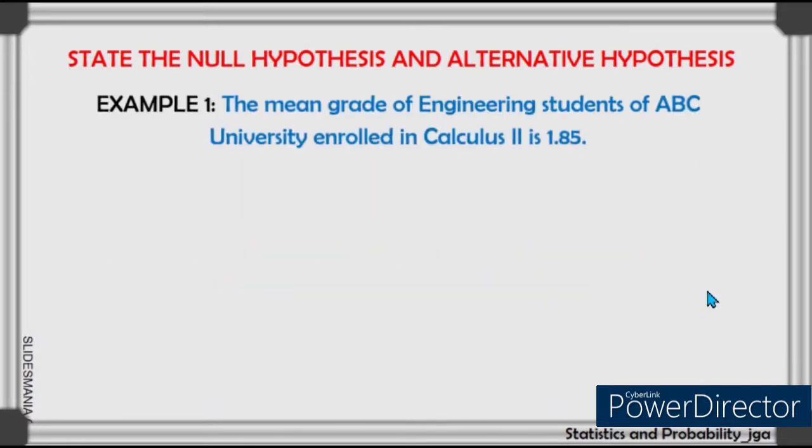Okay, first example. The mean grade of engineering students of ABC University enrolled in Calculus 2 is 1.85. Okay, so our keyword in this statement is the word "is". So yung "is" dyan is a keyword for null hypothesis, right? Okay, so if we're going to write it in mathematical terms, we have the mean grade of engineering students of ABC University enrolled in calculus is equal to 1.85. Okay, so if we're going to reject the null hypothesis, the alternative hypothesis would be not equal to.